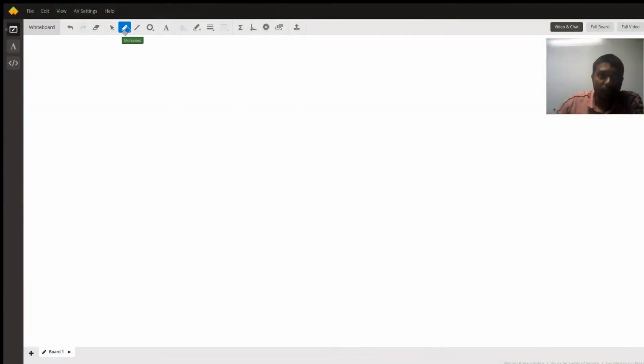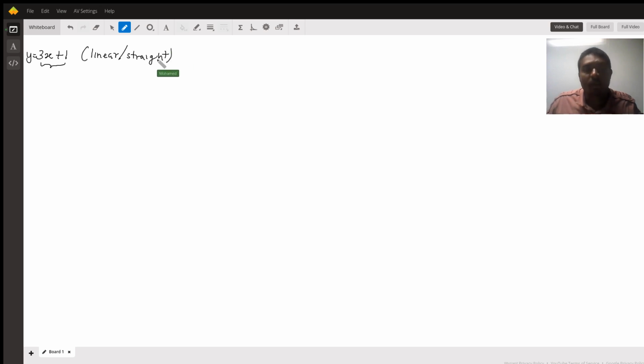Okay, so hi Maya. You've got to sketch the graph of 3x plus 1. So it says y is equal to 3x plus 1. We have to know that this is a linear graph. Linear meaning a straight line graph, linear or straight line.